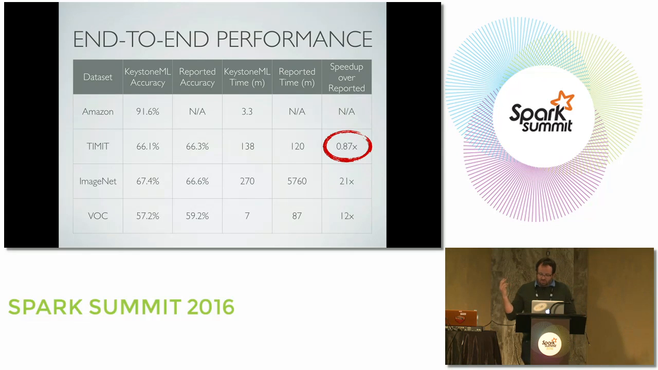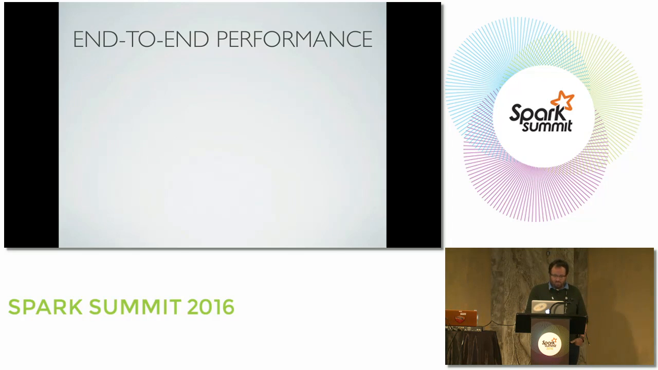The other number of interest is this Timit number. It actually looks like Keystone is a bit slower than the reported system on this slide. And that's true, but we ran Keystone on 64 nodes in Amazon EC2, and this is by comparison with a 256 node Blue Gene supercomputer at IBM that has actually 8 times the number of cores as Keystone. So on an eighth of the resources, we're able to achieve 90% of the performance. This is a distributed system, we're getting the same thing, and that code base is pretty highly optimized.